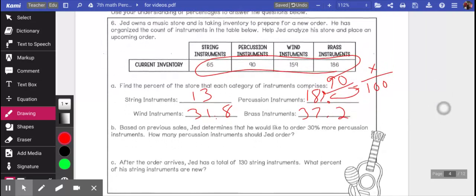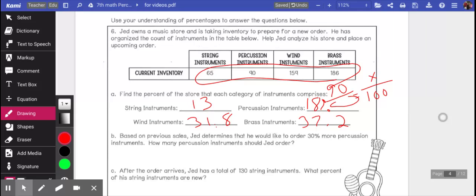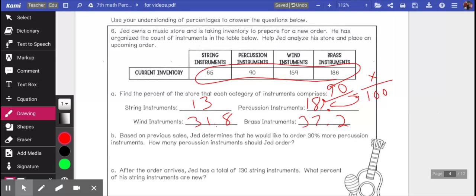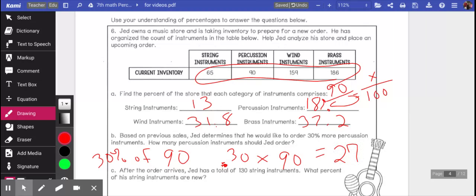So based on the previous sales, Jed determines that he would like to order 30% more percussion instruments. So how many should he order? Well, if he already has 90 and he wants 30% more of that, so he wants 30% of 90 more. So this is that one where I just turned 30% to 0.30 times 90. And that would be 27. So he wants to buy 27 more.